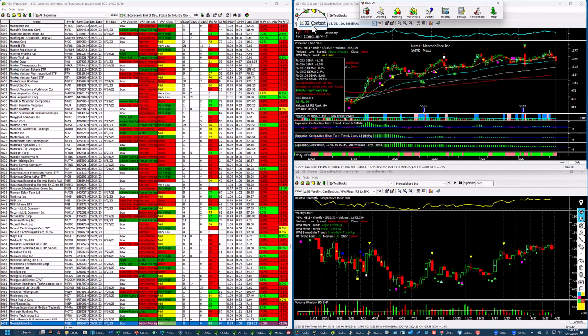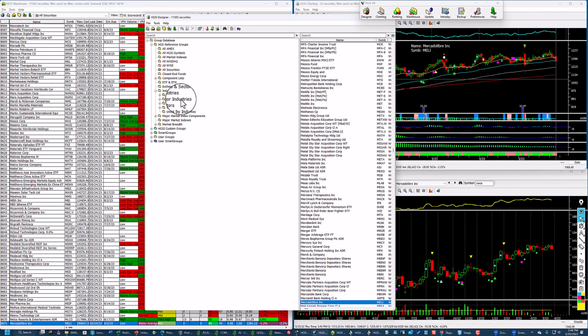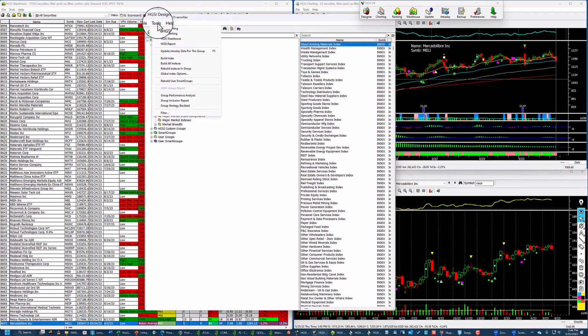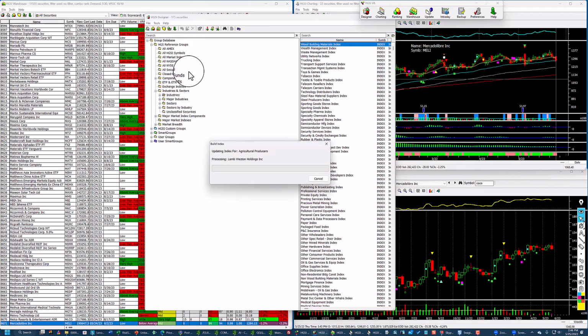Okay, so that's updated. Now I'm going to go into the designer. And I'm going to locate the industries. And I'm going to use this tool under the Tools menu, saying rebuild indexes in group. What we're going to do is we're going to look at the stocks and the groups that are moving today. So all this updated stock information that I just downloaded is being built in to these industry groups.